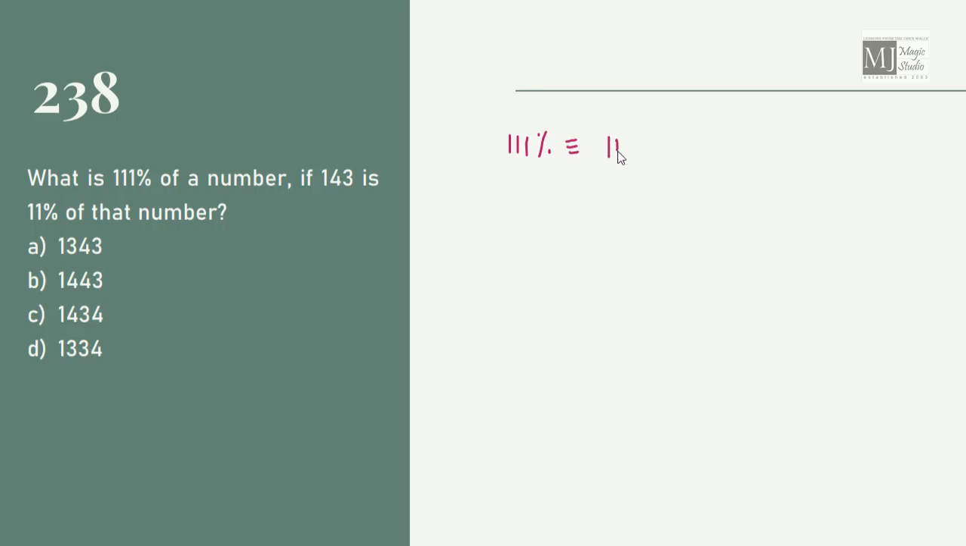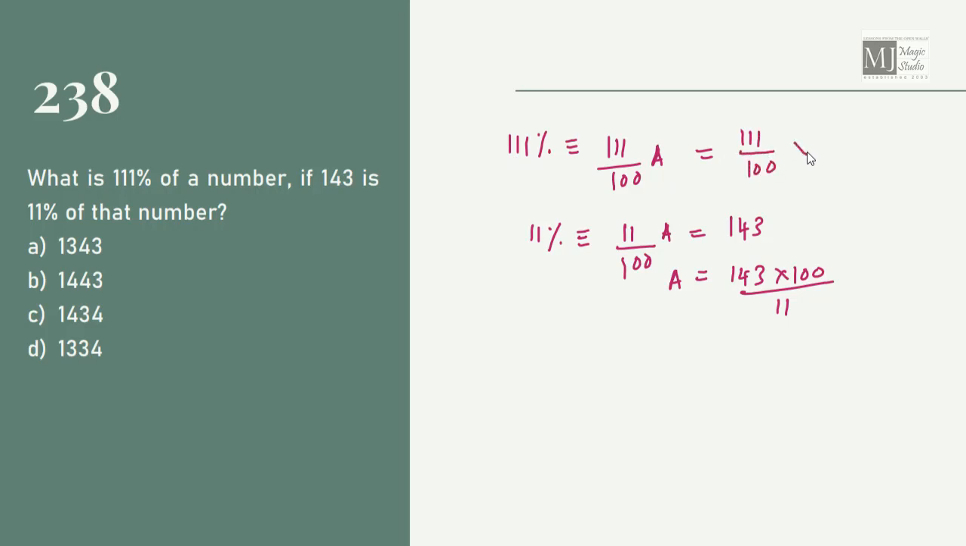111% means 111 by 100 of a number. If 143 is 11% of that number, that is 11 by 100 A equals 143. So A is 143 into 100 by 11. Therefore 111% is 111 by 100 into 143 into 100 by 11.